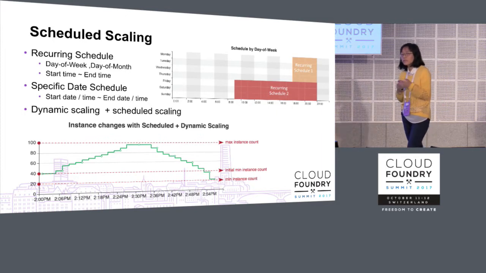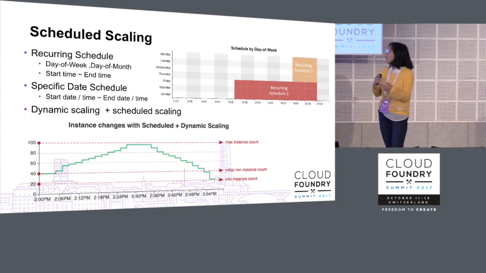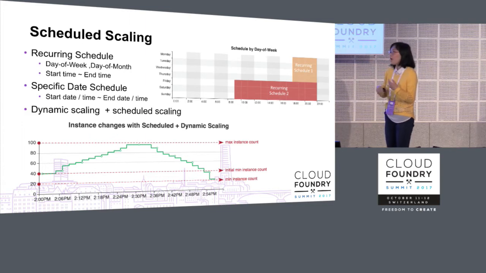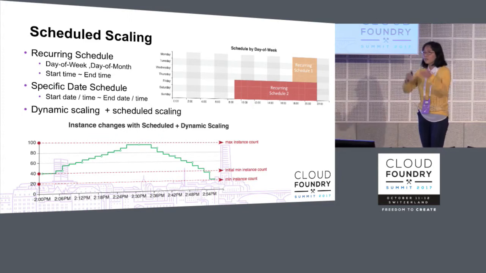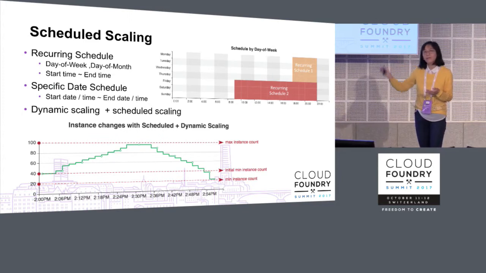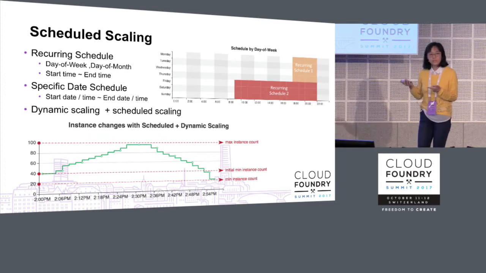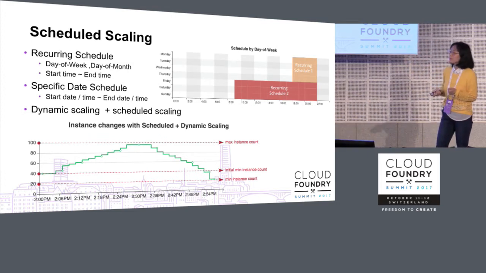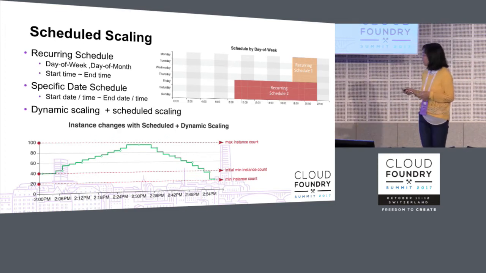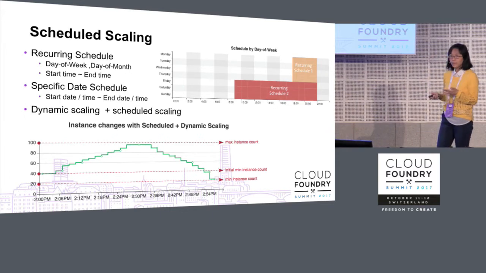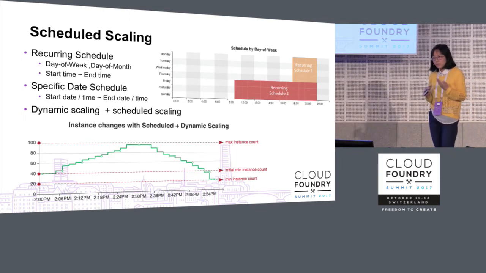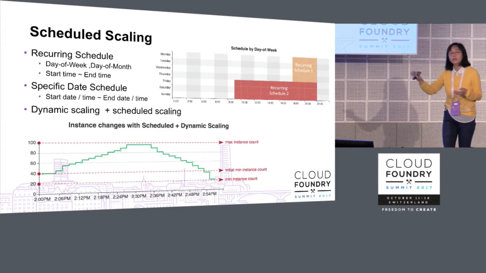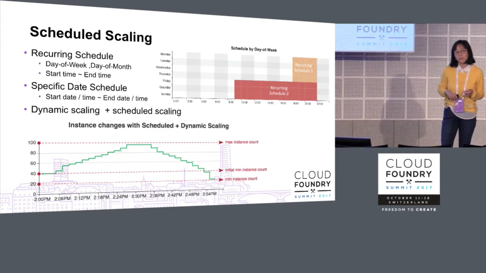And if the schedule has some conflict, for example, if you define every weekend you need more workload, but also you define on the Christmas Eve you need higher capacities, then the specific date schedule will overlap the recurring schedule since it is more particular specification. And also, the schedule scaling does not conflict with dynamic scaling. When the schedule takes effect, the dynamic scaling also helps you to change your application capacities dynamically, automatically.